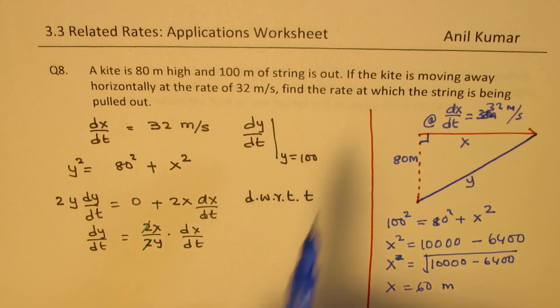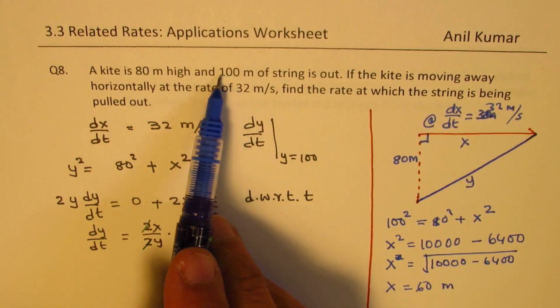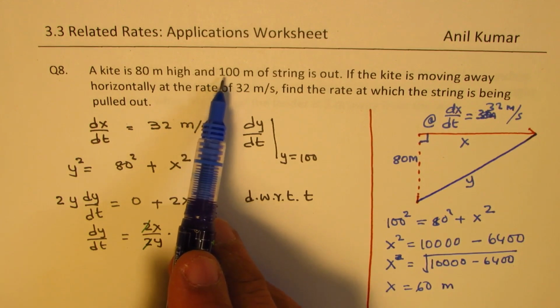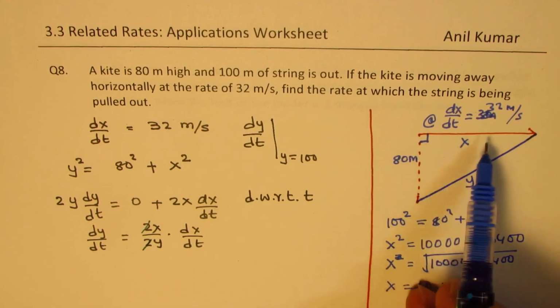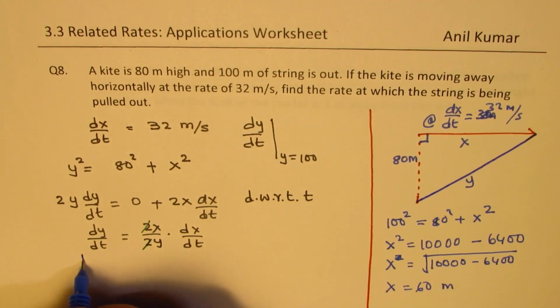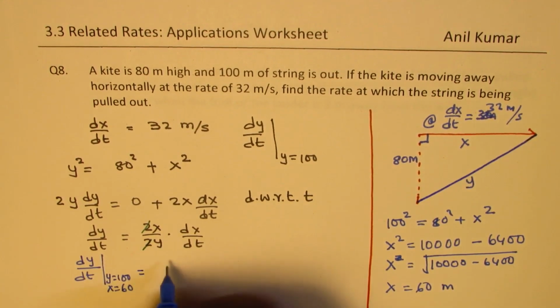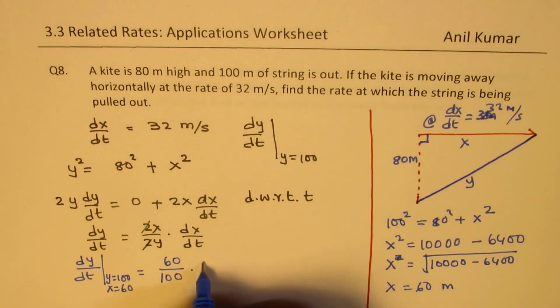So basically, when we say find the rate at which the string is being pulled out, that was when the string was 100 meters long. So the x value is 60, so we'll put 60 here. So we can write down the rate as dy/dt when y equals 100. That means x is 60, so substitute 60 for x and 100 for y, and the rate of change is 32.